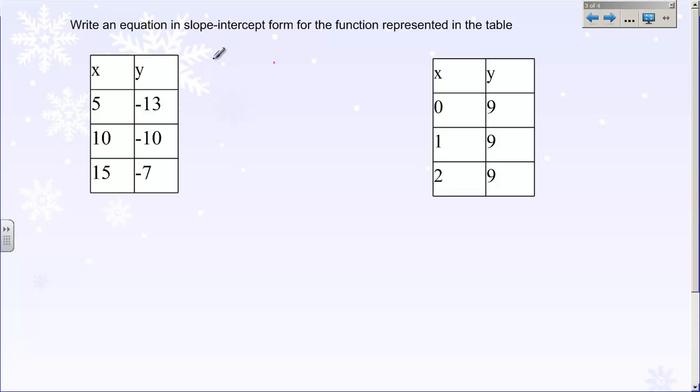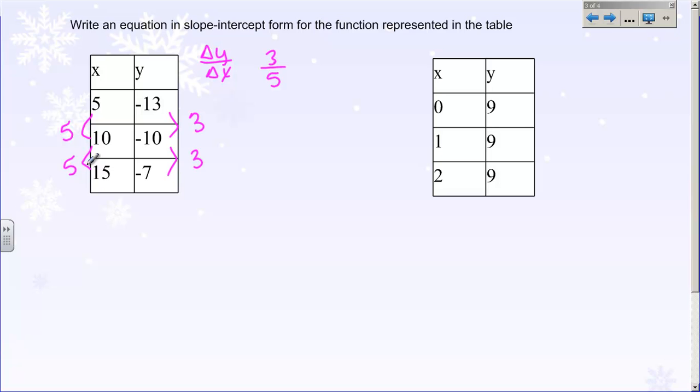So let's do our first things first. We have to find the slope. So from a table, we find the change in y over the change in x. My change in y from -13 to -10 is +3. And from 5 to 10 is +5. And so my slope right now is 3 over 5. If you want to test it just to be safe, from -10 to -7 is also +3. And from 10 to 15 is also +5. My rate of change is the same. So now I have my slope.